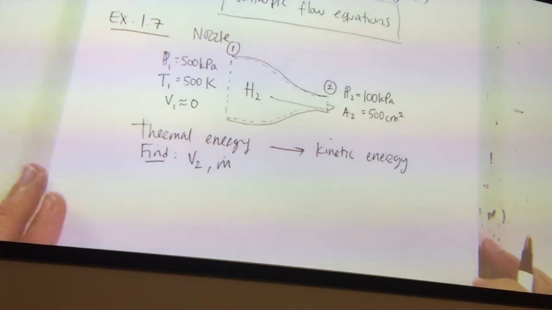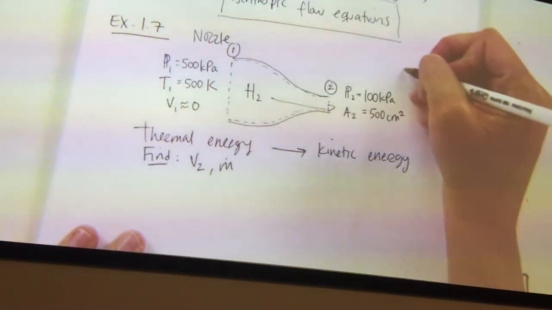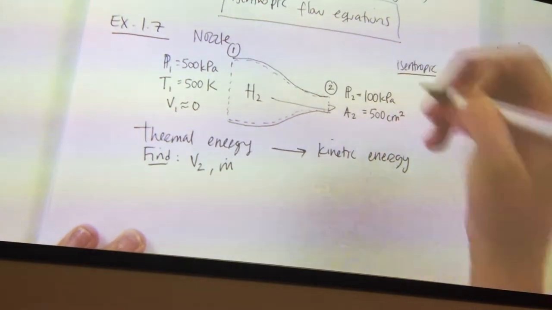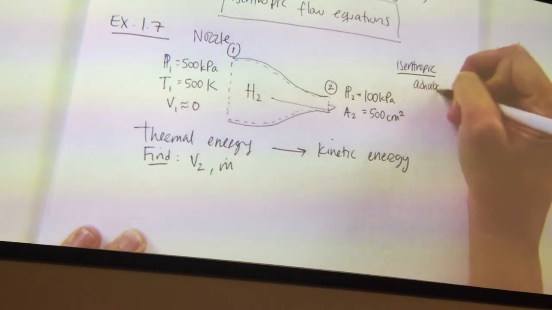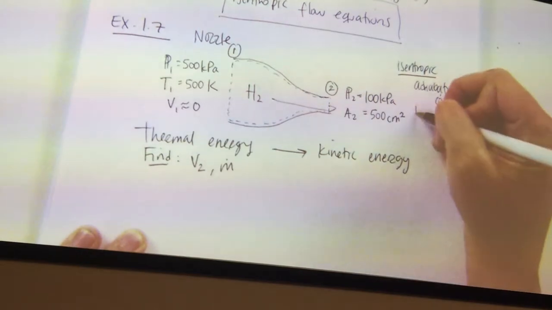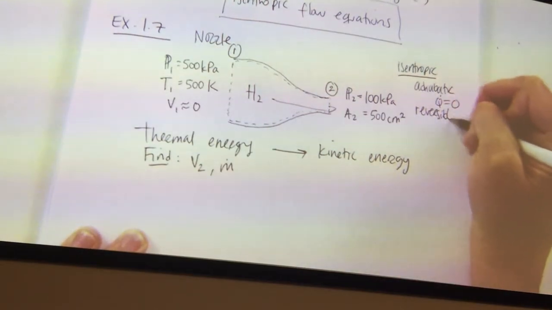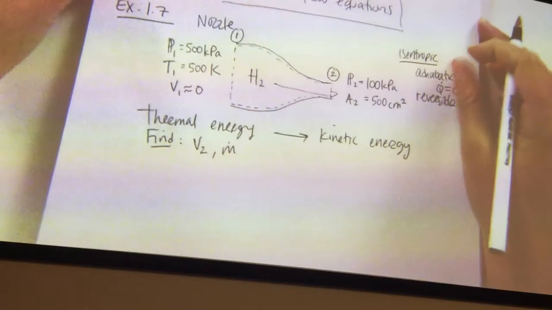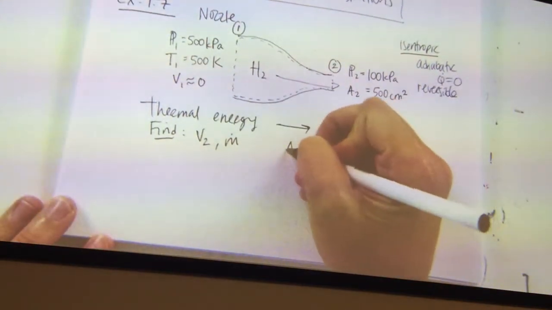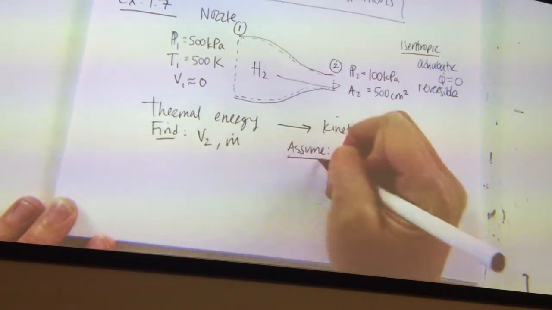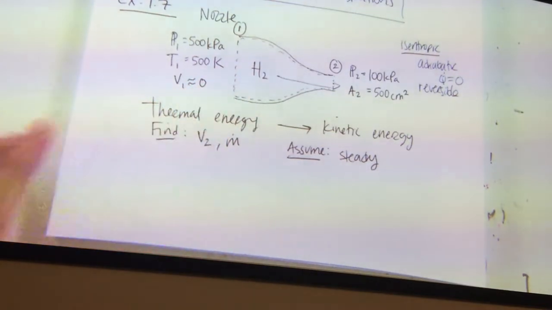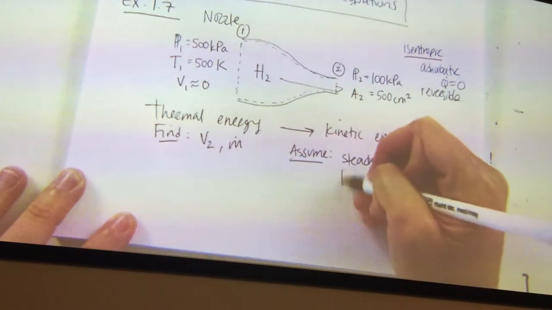Now, first we have to make our assumptions. First, we're going to assume it's isentropic. By doing that, we're saying it's adiabatic, so there is no heat loss and this term is equal to zero, and it's also reversible. The next assumptions are the ones that will help us solve the equation. We're going to assume steady flow. We have hydrogen, so we're going to assume it's a perfect gas.